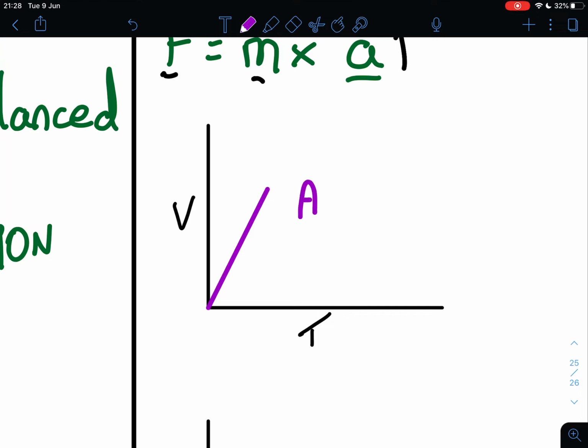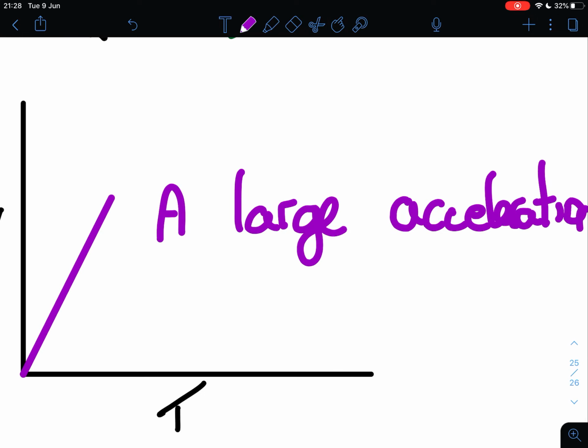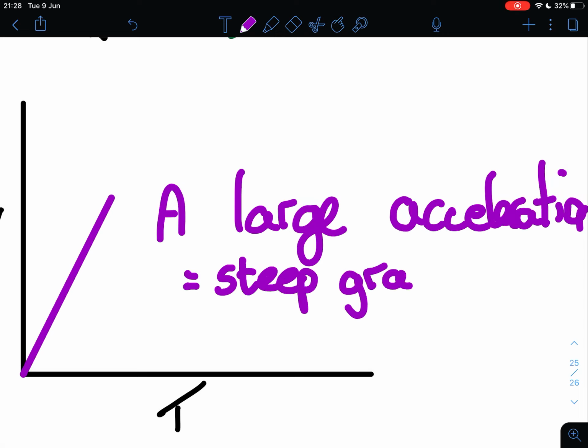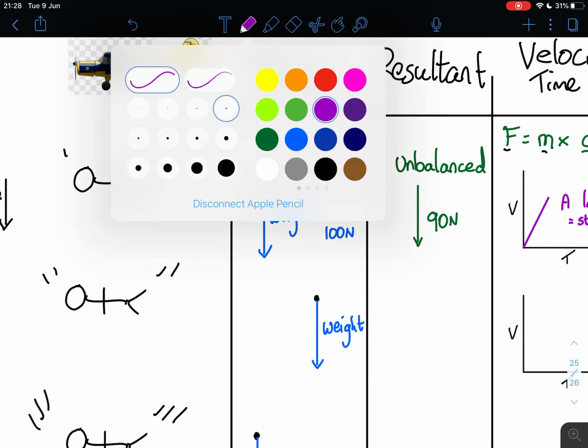So, a large acceleration, got near the end. A large acceleration equals a steep gradient. So now we've just got to repeat it for the rest. So let's have a look at the next one.